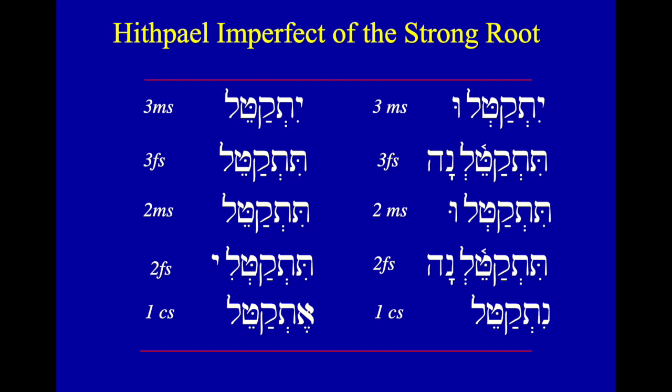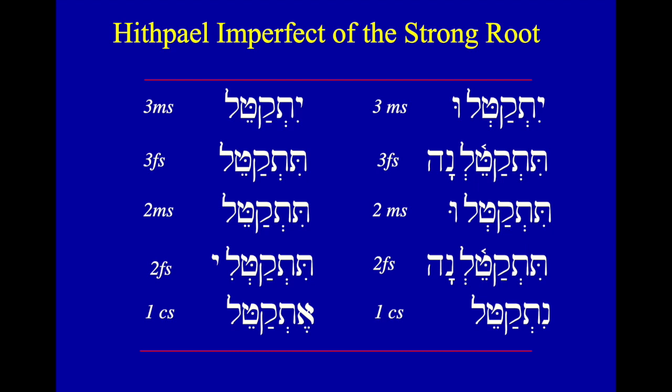I'm sorry, it says third masculine singular up there. I'll change that for the final form of this that I put online, but it's third masculine plural up in the top right-hand corner. Yiktelu. You have your u ending, your masculine plural ending. Underneath that, tithkatelna. You have your na ending, which you're used to for the imperfect.